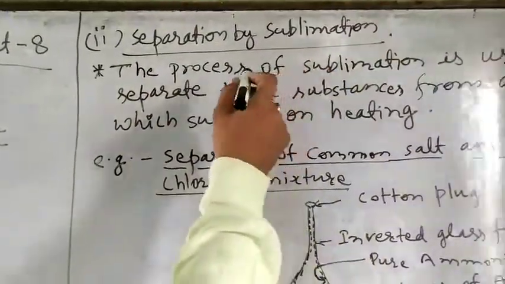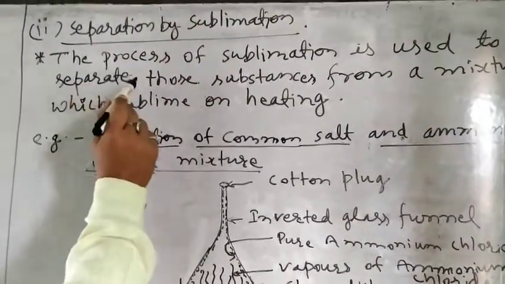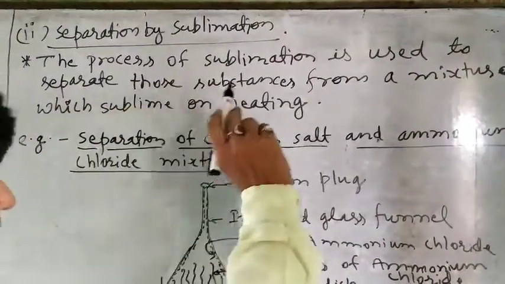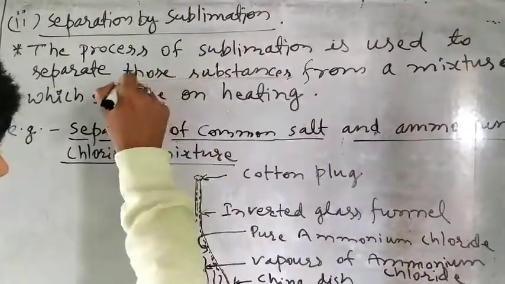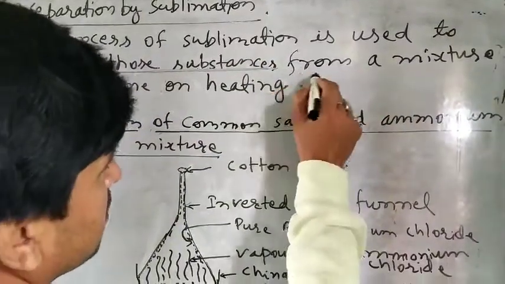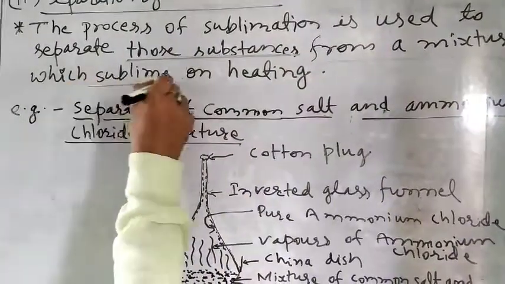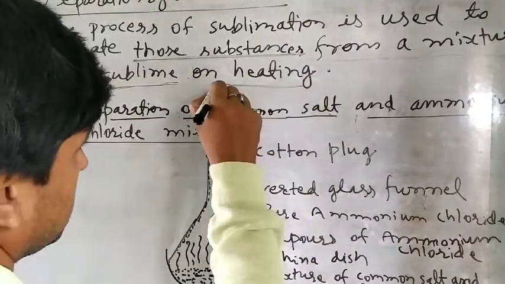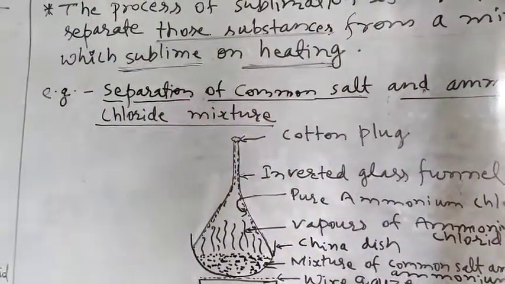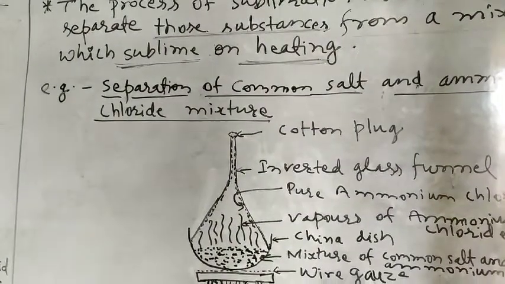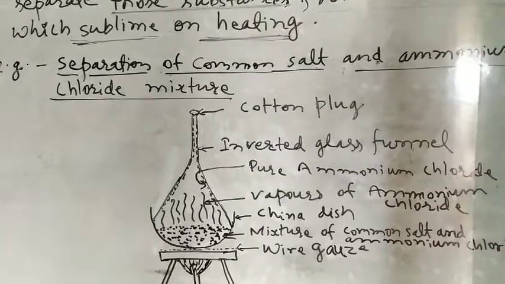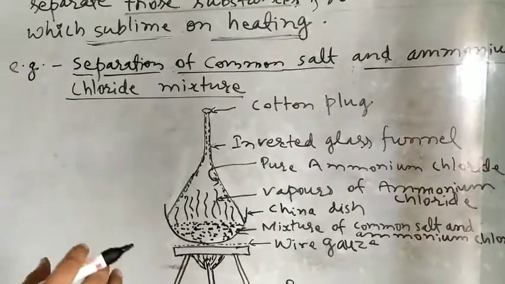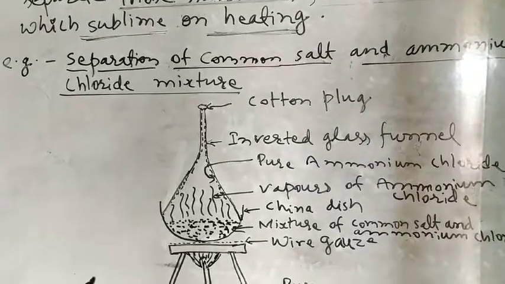And second one is separation by sublimation. This process is used to separate those substances from a mixture which sublime on heating. What is sublimation? Sublimation is a process in which a solid substance directly changes into gas, and after that on cooling these gases separate out in the form of solids.